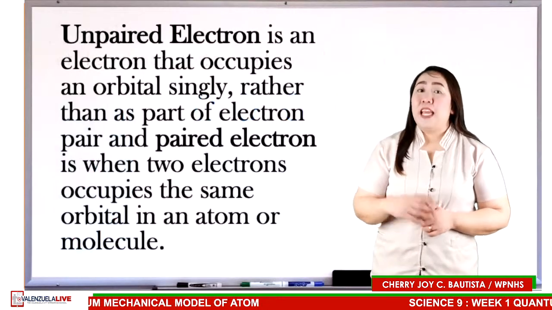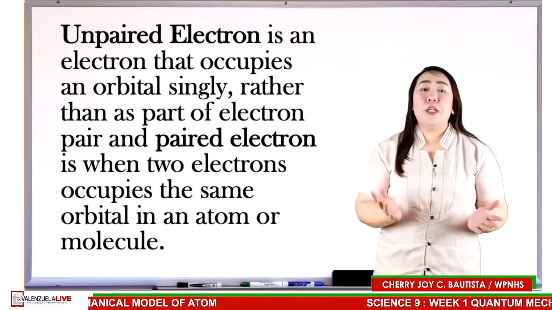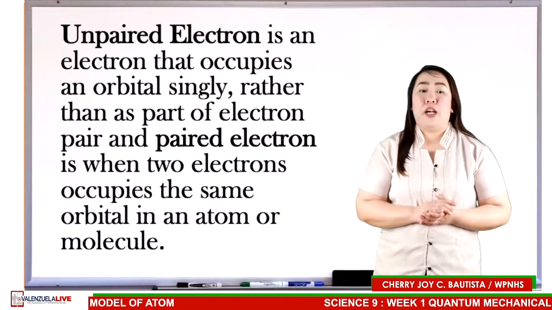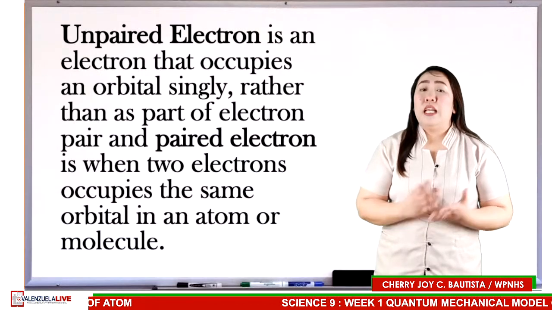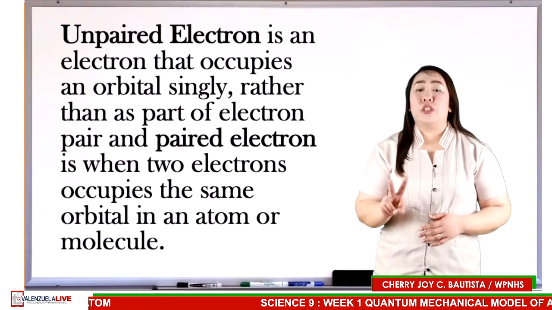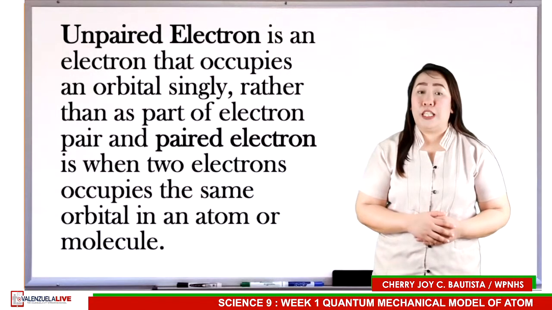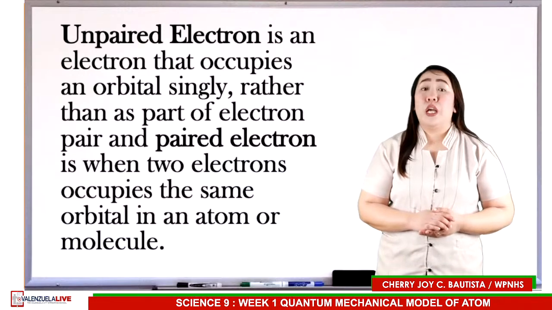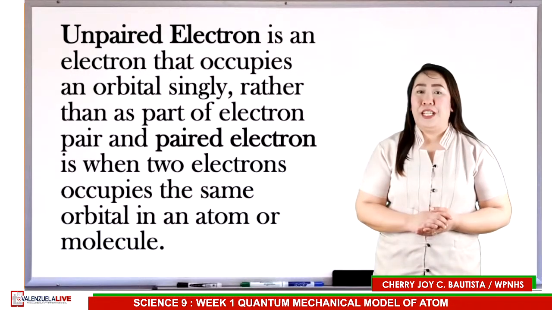Lastly, unpaired electron is an electron that occupies an orbital singly, rather than as part of electron pair. And paired electron is when 2 electrons occupies the same orbital in an atom or molecule. We can get the paired and unpaired electrons using the orbital diagram, which we have discussed earlier.